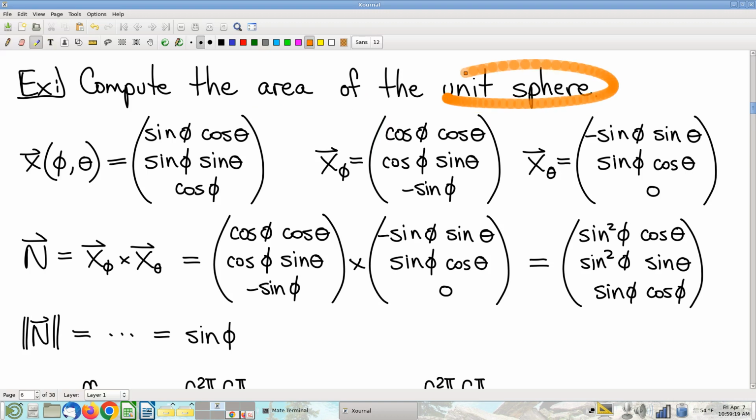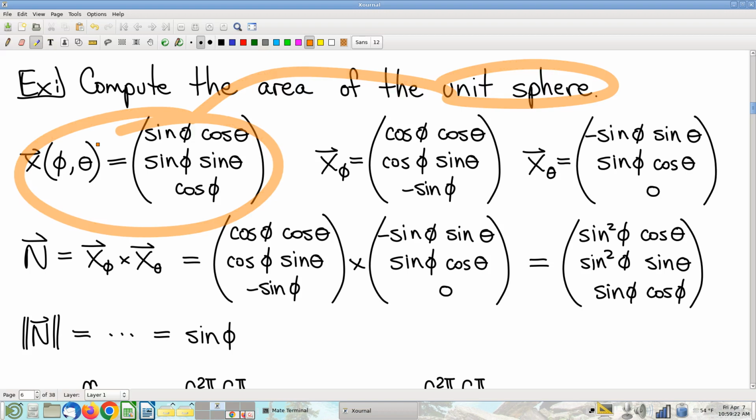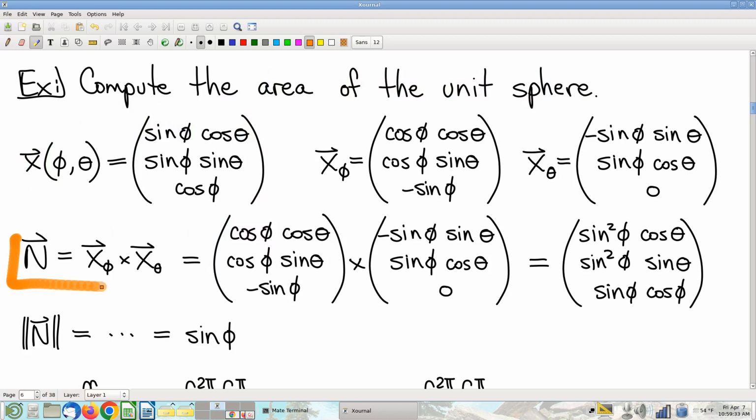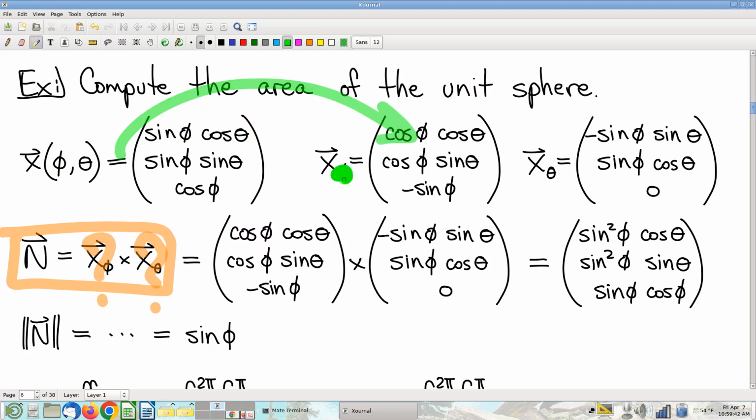First, we parameterize the unit sphere. Rho equals 1, the spherical graph parameterization. Does everybody remember that one? Okay, now here's our formula for capital N. Apparently I'm going to need to know x phi and x theta. Well, I'm going to have to take the phi partial to get x phi, and I'm going to have to take the theta partial to get x theta.